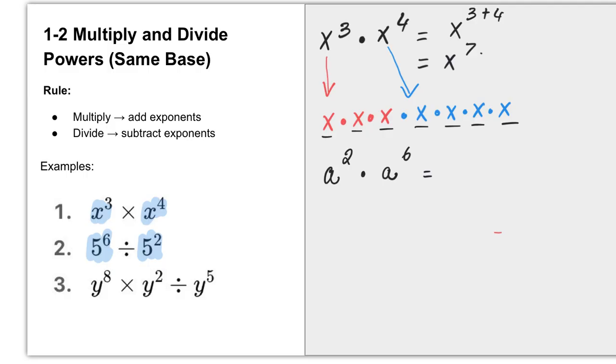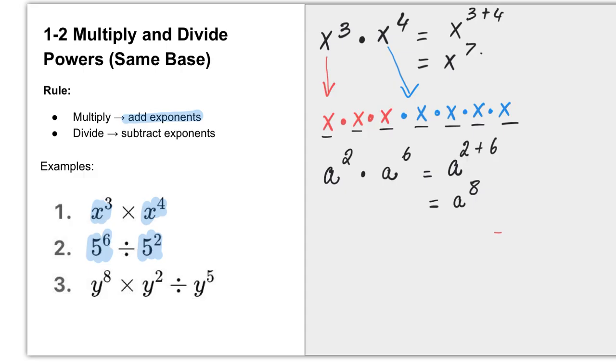Okay, welcome back. Let's see if you got it right. So our rule says that we have to add the exponents. Let's go: a raised to the second power plus 6. And that should equal a raised to the 8th power. Hopefully you got a raised to the 8th power. You can also check your work.